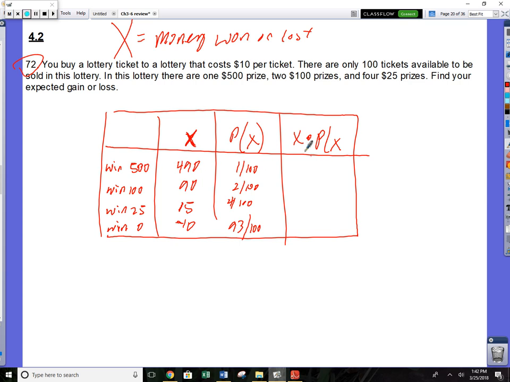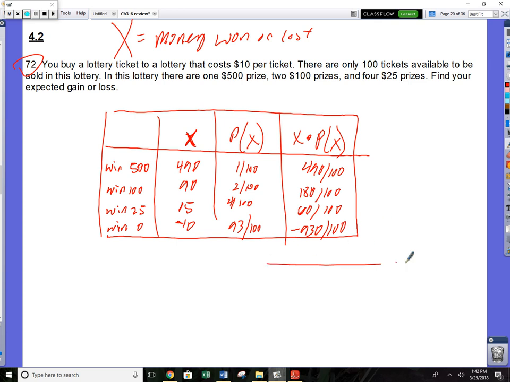So let's see if we can do it. So now we're going to take X and we're going to multiply it by the probability of X. So it's going to be 490 over 100. This is going to be 90 times 2, that's going to be 180 over 100. 15 times 4, 60 over 100. -10 times 93, so that's -930 over 100, and probably it's not looking good.